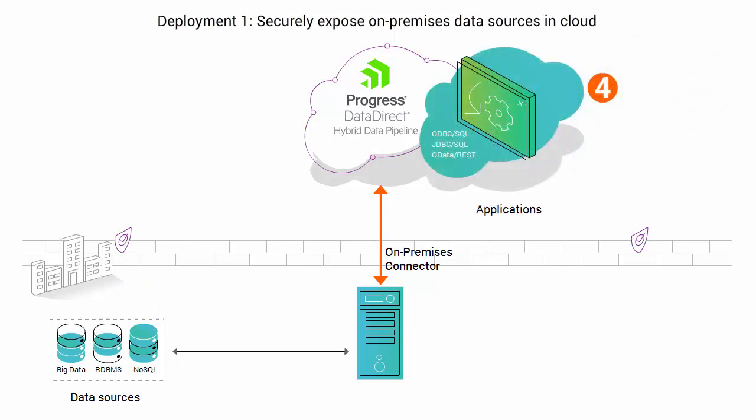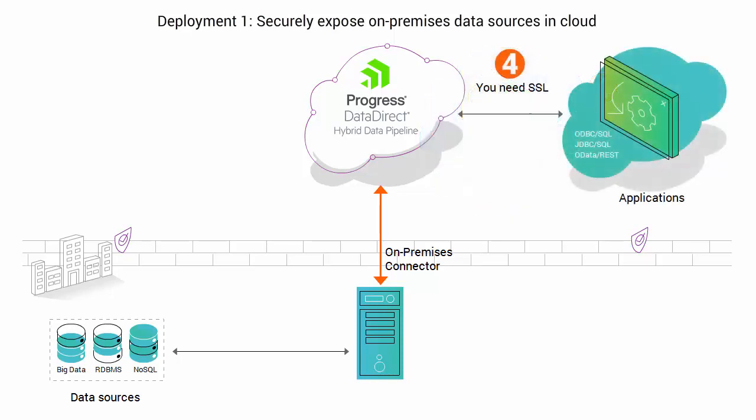If your apps are in the same cloud as the data pipeline, your data doesn't cross the internet between the two, so there's no need to worry about configuring SSL communication. However, if your apps are in a different cloud, you'll need to configure your client to use SSL because your data is traveling over the internet.